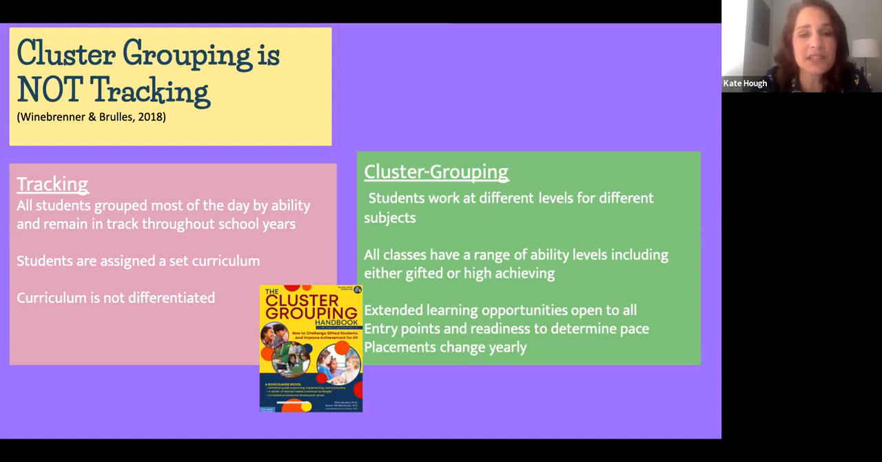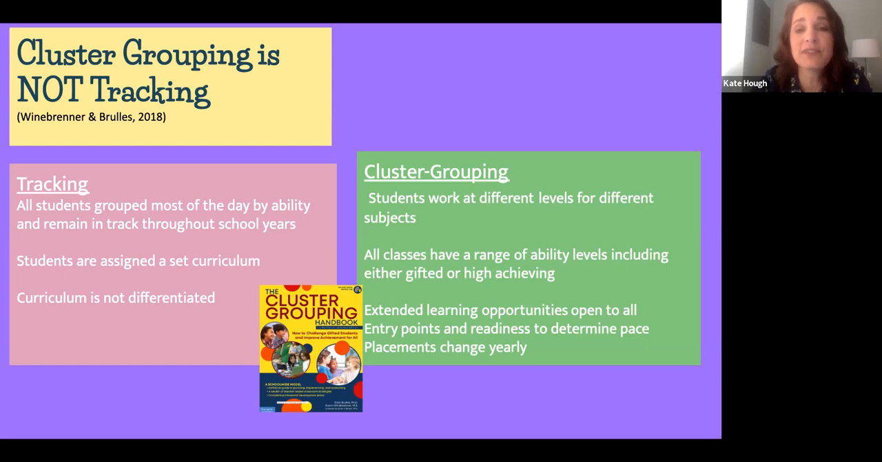You can see the differences on this slide between tracking and cluster grouping, where tracking sets students on a path that they're unable to sway from, whereas cluster grouping still has heterogeneous classes, but it's allowing the teacher to have fewer numbers of groups. So class A might have high ability students, where class B may have gifted learners. Both classes will have high achieving students, but the teacher then doesn't have quite as broad of a range.